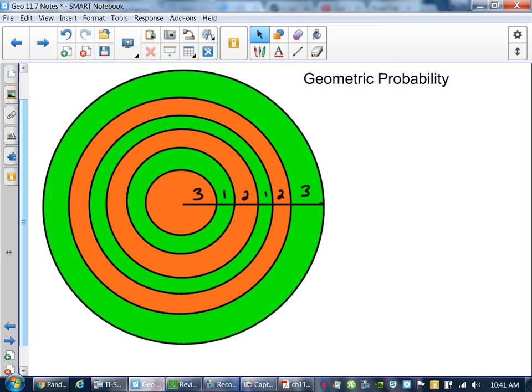But I want to talk about this one a little bit differently. 1, 2, 3. I want to say, what's the probability of landing in one of the red circles? There's only one red circle. All right, red rings. There's only 3 out of... not 3 out of 6. Use those numbers in terms of dimensions.